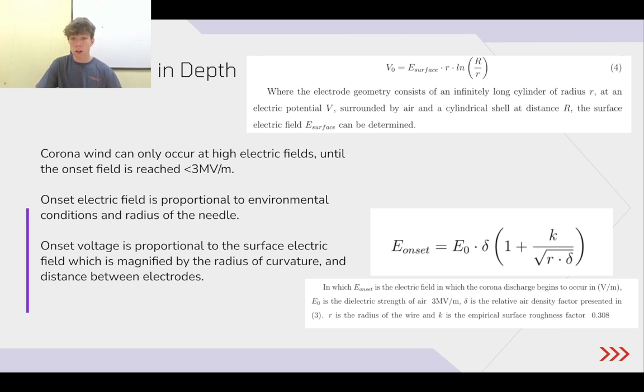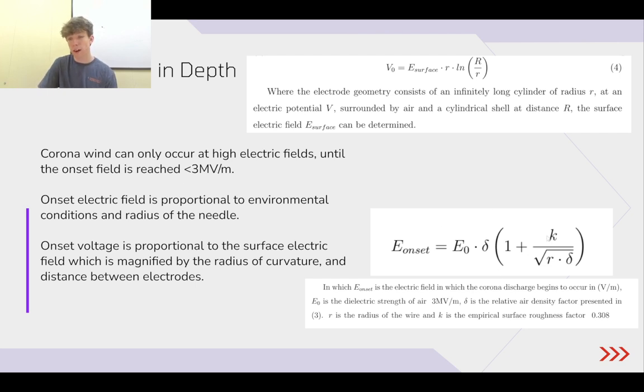Additionally, the onset electric field is actually proportional to various factors such as the environmental conditions. Over here you can see that this delta is an environmental factor, which is equal to 1 at 25 Celsius and 1 atmosphere, however that can change depending on those factors. It's also proportional to E naught here, which is the dielectric strength of air, so that's that 3 million volts a meter we have over here.